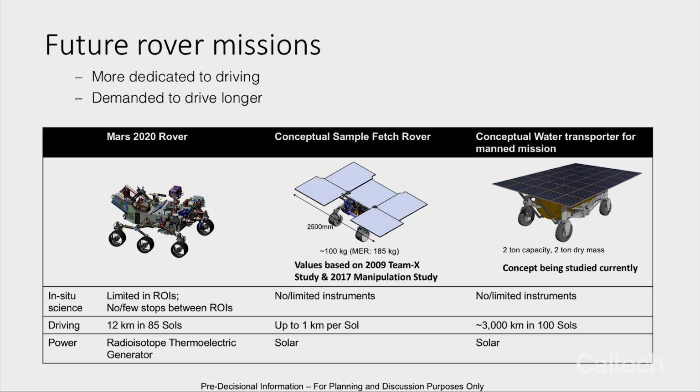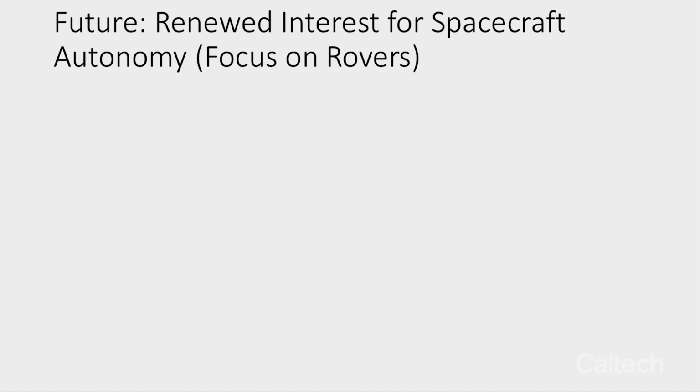As you can see, some of the future rovers, the fetch rover and the water transporter, are powered by solar. And M2020 is powered by a radioisotope thermoelectric generator, so there's more leverage to have instruments on board. But for future fetch rovers, there are literally limited instruments on board, and there is greater demand for driving longer distances. So there is greater interest in autonomy for space exploration for the following reasons.